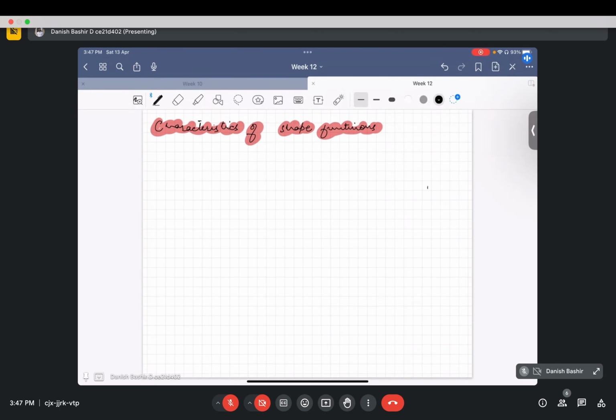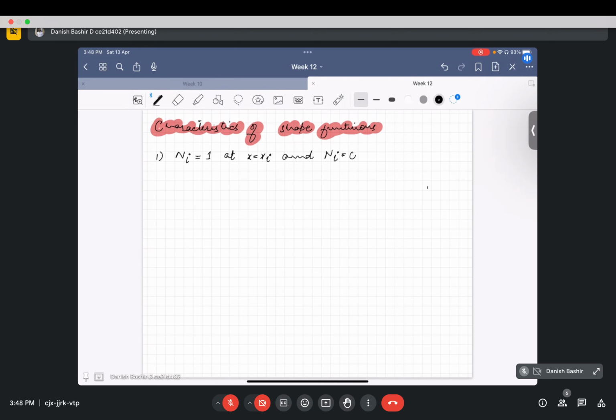So what are the characteristics? First characteristic is that the value of the shape function at its own coordinate is equal to 1. Ni is equal to 1 at x is equal to xi. It's important. And one more important thing is it is 0 at other coordinate points.